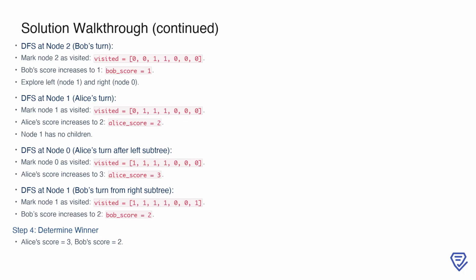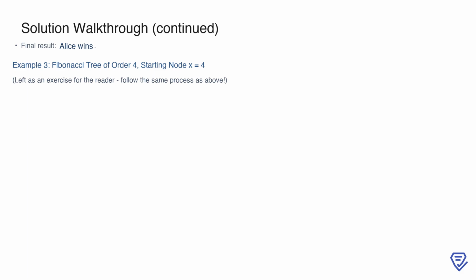Next, the DFS moves to the right child of node 2, which is node 0, and it is still Alice's turn. Alice marks node 0 as visited, increasing her score to 3. At this point, the left subtree of node 3 is fully processed. The DFS then explores the right child of node 3, which is node 1, where it becomes Bob's turn again. Bob marks this node as visited, updating the array, and his score increases to 2. With no more nodes left to process, the game ends. Alice has a final score of 3, while Bob finishes with a score of 2. With Alice scoring 3 and Bob scoring 2, the result of this game is clear: Alice is the winner.